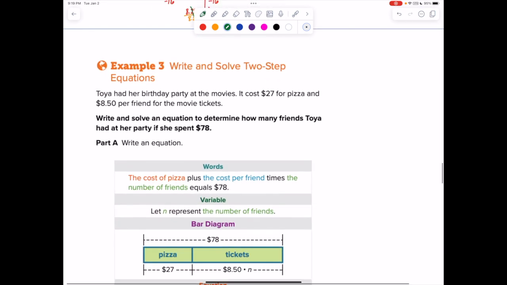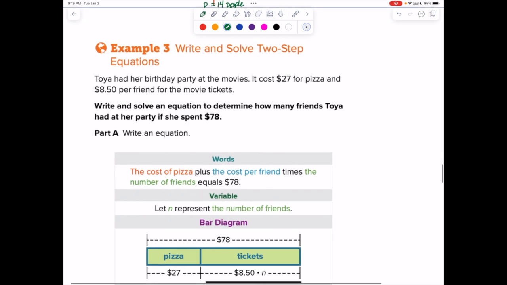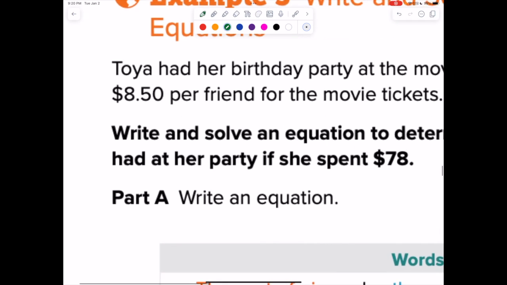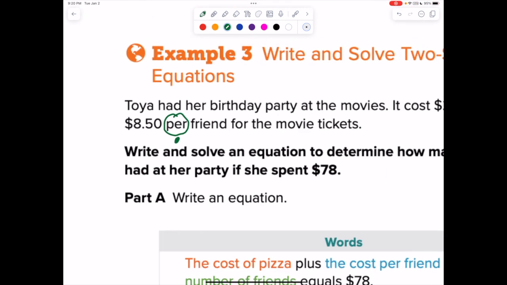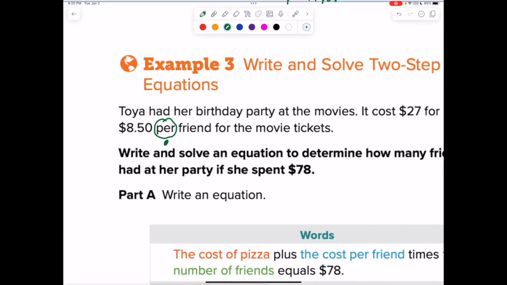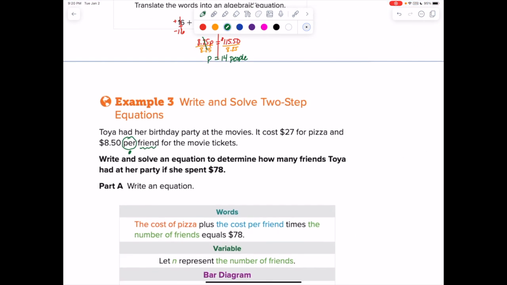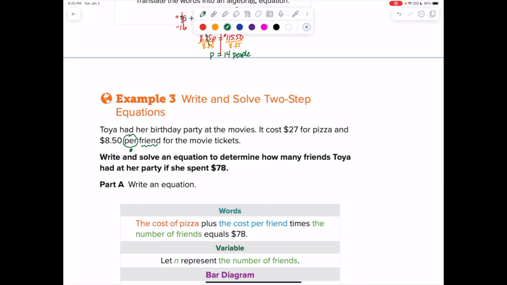So example 3, Toya had her birthday party at the movies. It cost $27 for pizza and $8.50 per friend. Okay, so here's that hint word of per. What's that mean again? Multiplication. Per friend. Friend is probably the variable. It says write and solve an equation, determine how many friends. Yep, friend is definitely the variable.